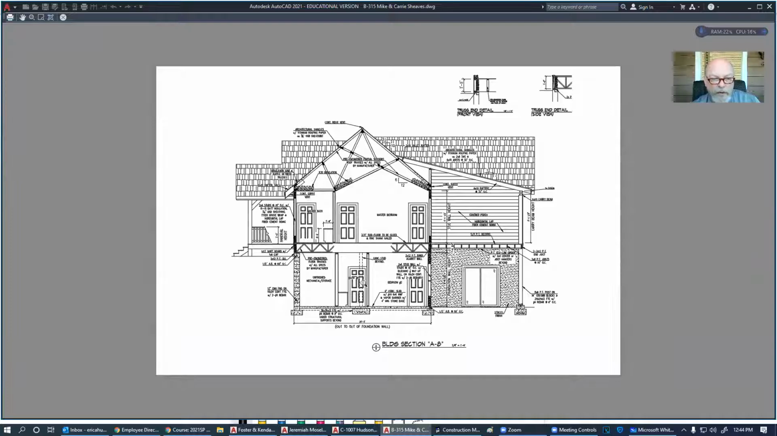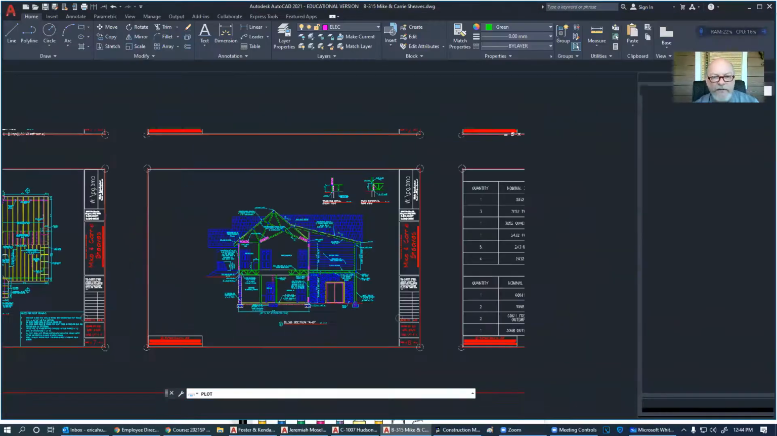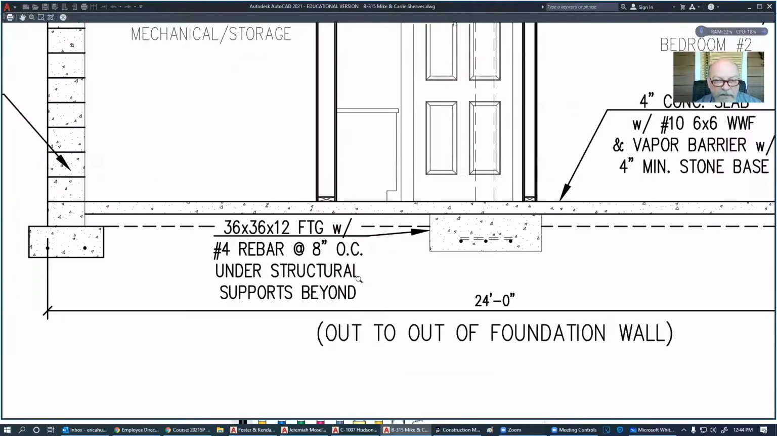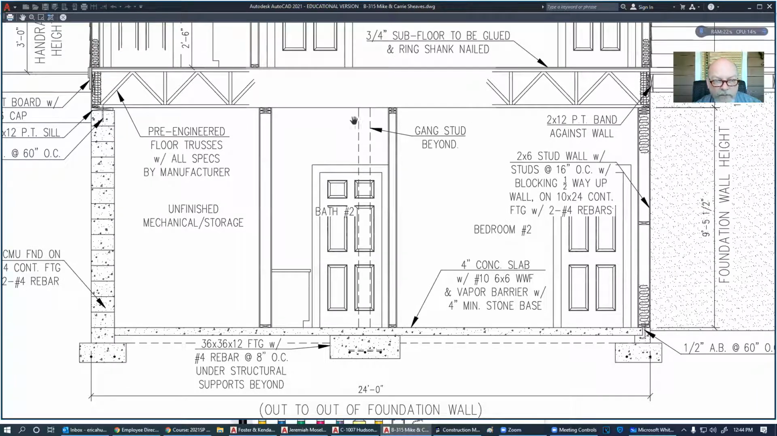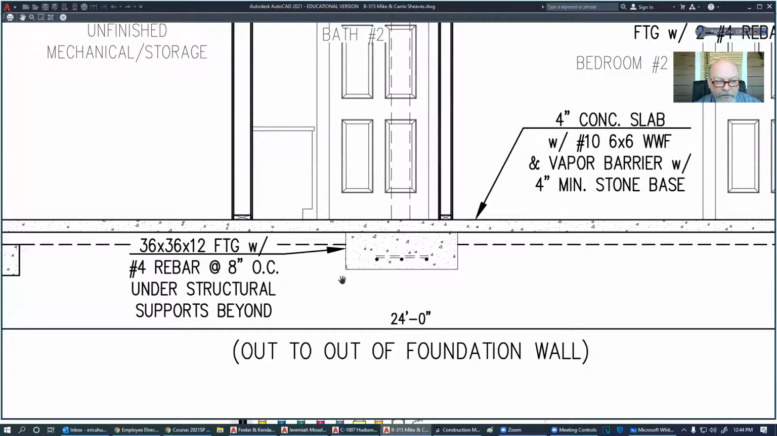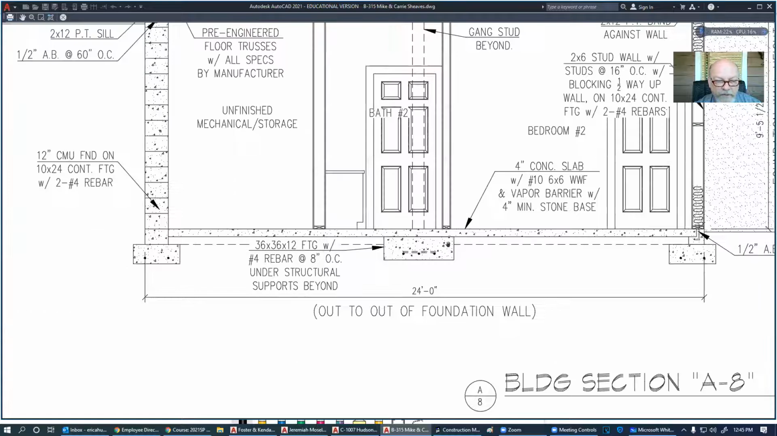There we go. So you can see that gang stud that is closed up in that wall beyond sets on this big 36 by 36 by 12 footing that is not part of the slab. The slab goes over top of it, and any weight that pushes this down and has any settling, then this is going to separate itself from the concrete slab. This can push down and the slab is going to float and stay in place.